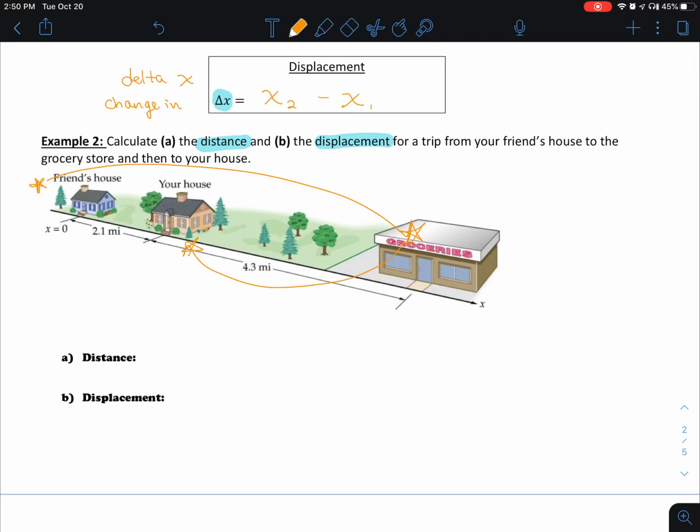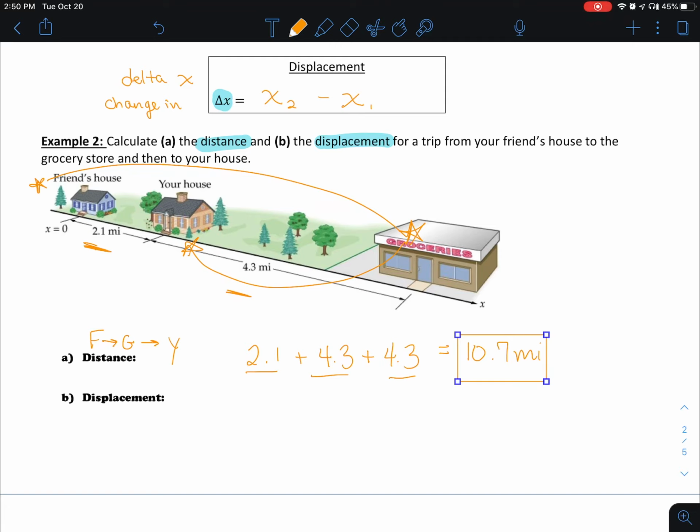When I go from your friend's house to the grocery store, that is a distance of 2.1 and 4.3. And then I have to go back to your house, so that's another 4.3. So I'm going to go from your friend's house to the grocery store, and then to your house. That's 2.1, 4.3, and 4.3, for a total of 10.7. That's a lot of walking. That's your distance. It's how far you have physically walked, whether it's positive or negative.